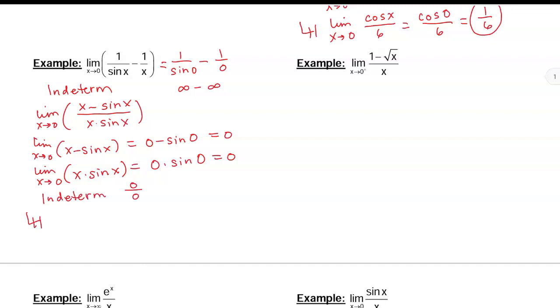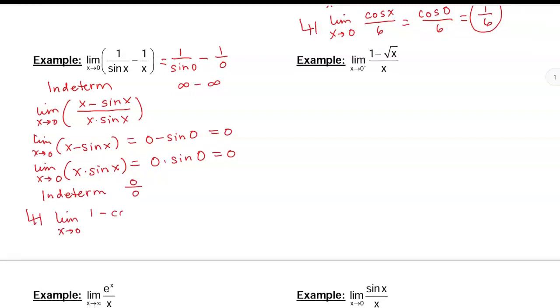I'm going to apply L'Hopital's. The new limit will be 1 minus cosine x over, and I have to do product rule here, so I'm going to set up product rule. I'll get x cosine x plus sine x.